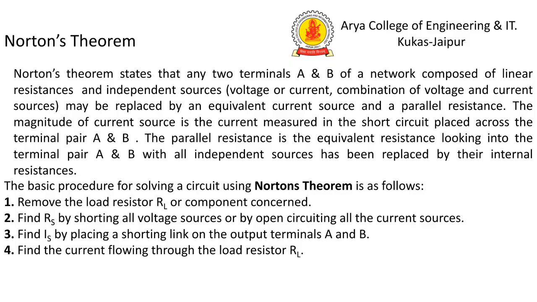The basic procedure to follow for solving Norton's theorem. First, remove the load resistance. Find Rs by shorting all voltage sources and opening all current sources. Find Is by placing a short circuit link across the output terminals A and B. Find the Norton equivalent circuit and find the current flowing through the load resistance.